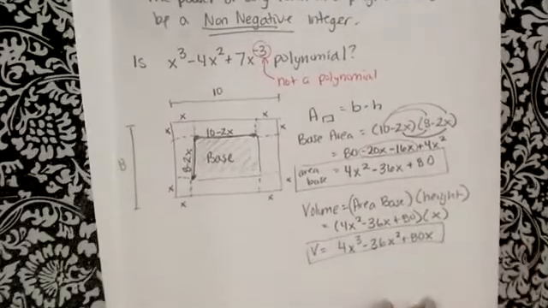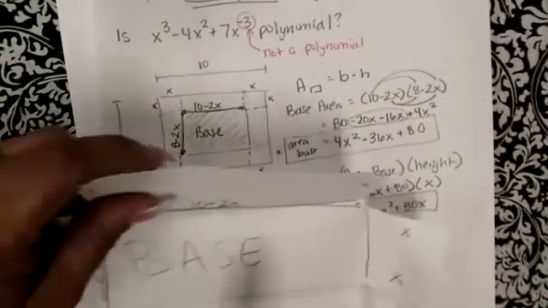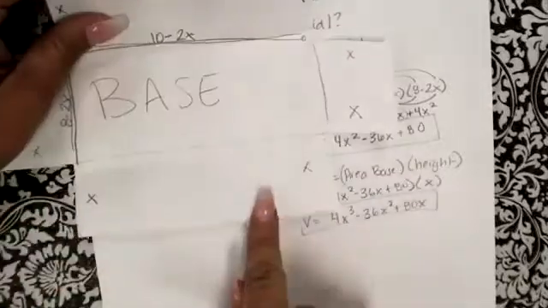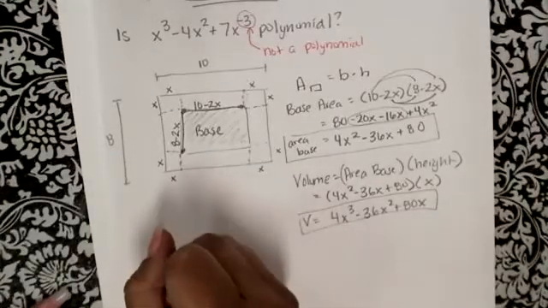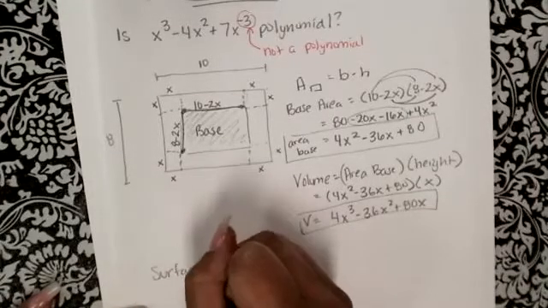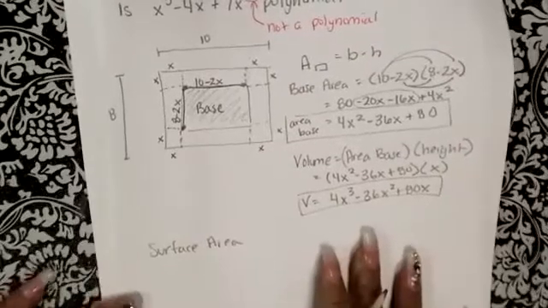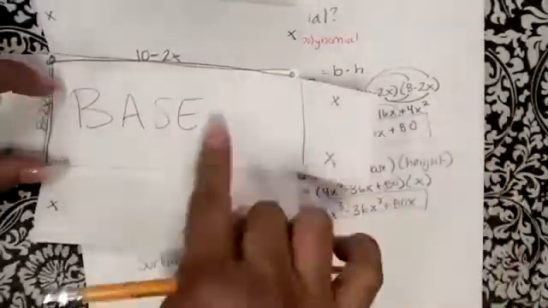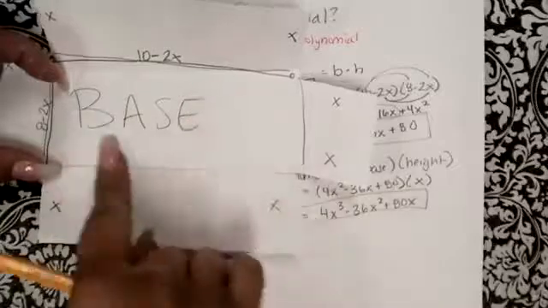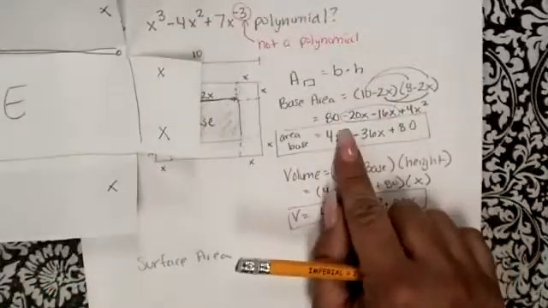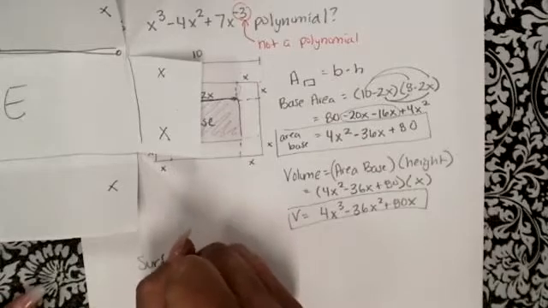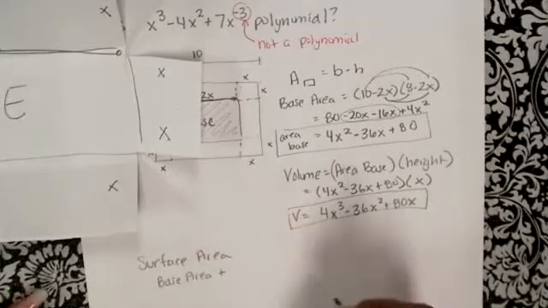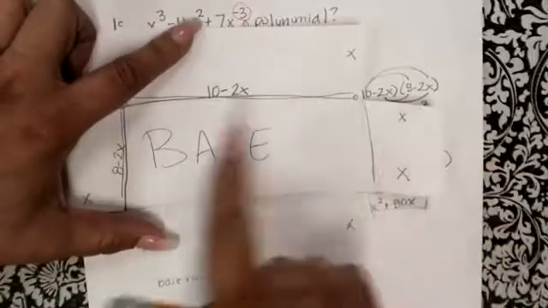Now the question asks for the surface area. For the surface area, you have to find the area of this, the area of this, the area of this, the area of this, the area of this, and add it all up. So if I'm looking at my open box, I already know the base area. The base area is this one right here. It's going to be the base area plus, I'm going to have 2 of these and 2 of those.